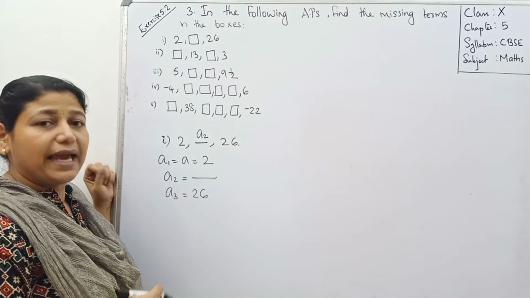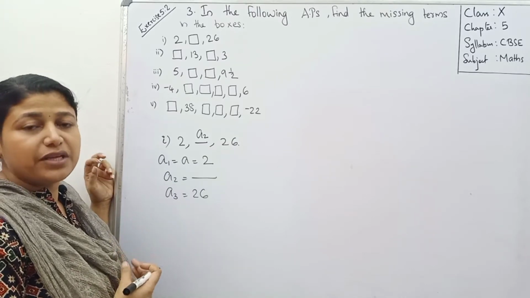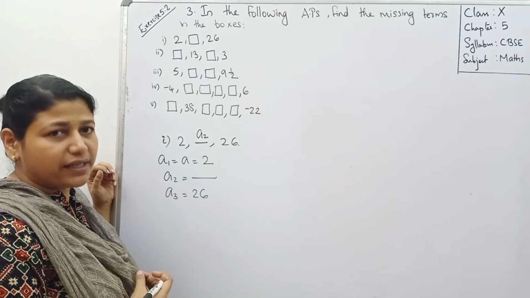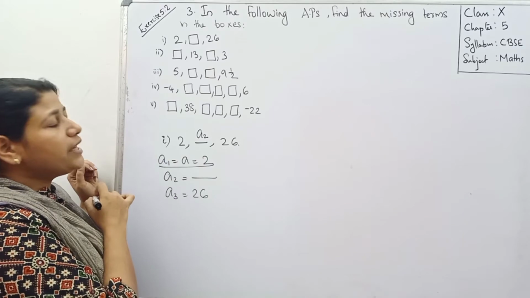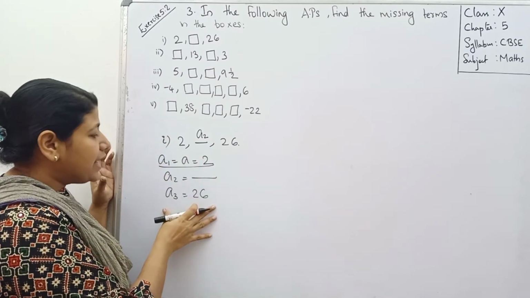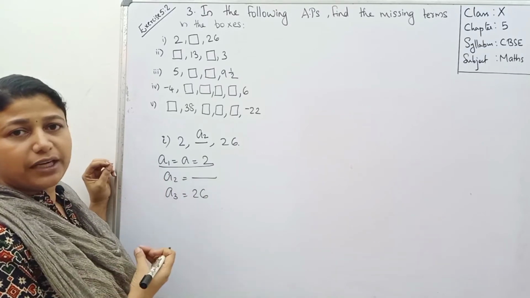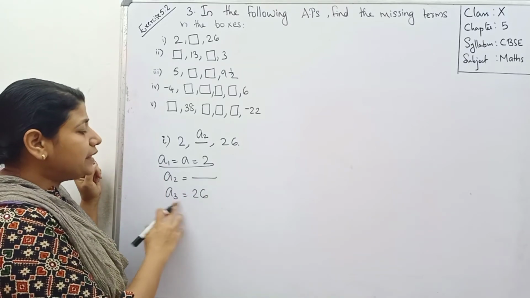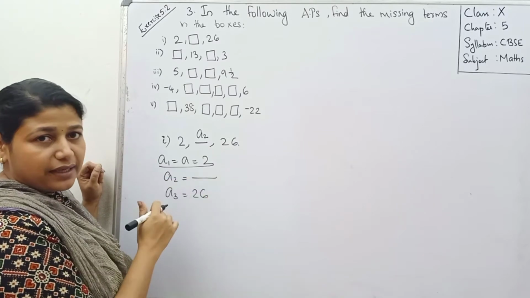In an arithmetic progression, to find any term easily, what do we need? We need to know the first term and the common difference. In this case, the first term is given, so no problem. Now we have to find the common difference, and it is always easier to find it from what is given. So the third term is 26. What does that mean?